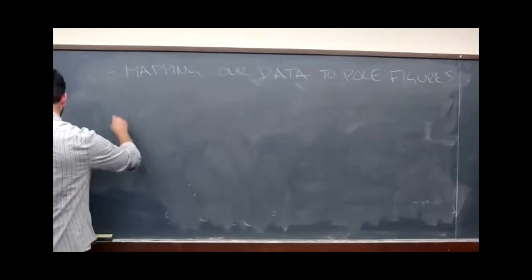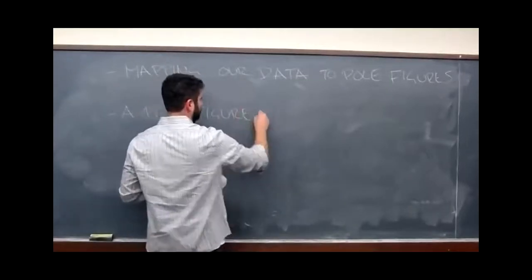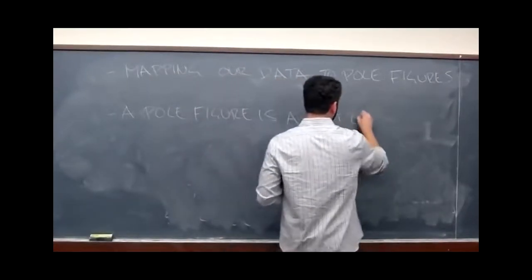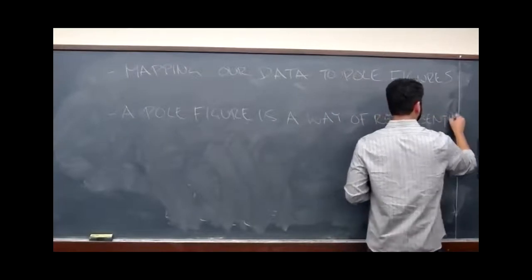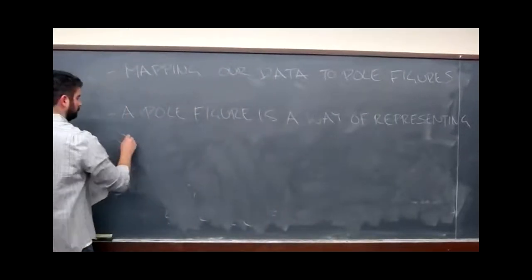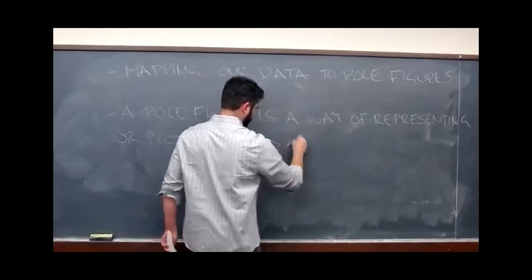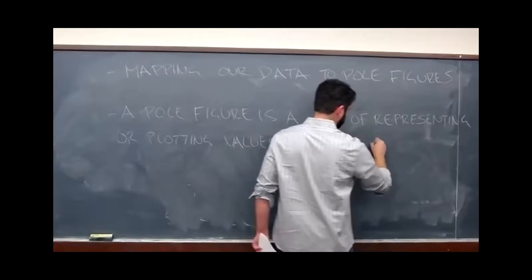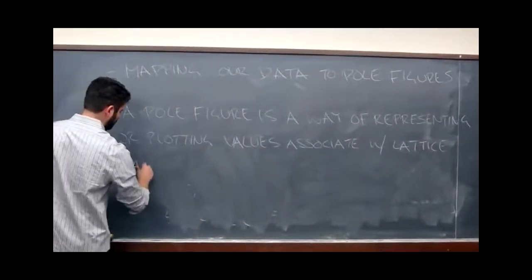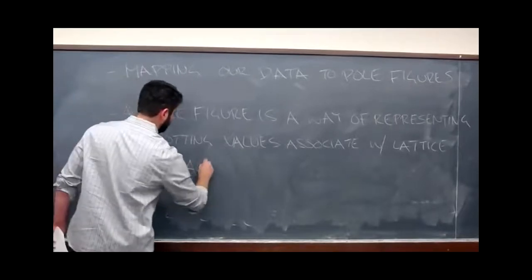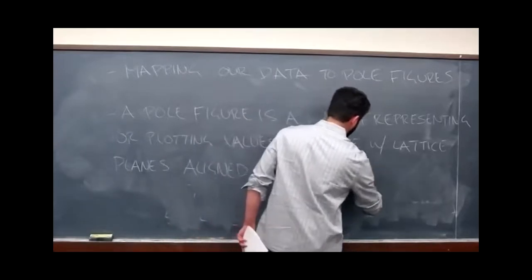So a pole figure is a way of representing or plotting values associated with lattice planes aligned along different sample directions.